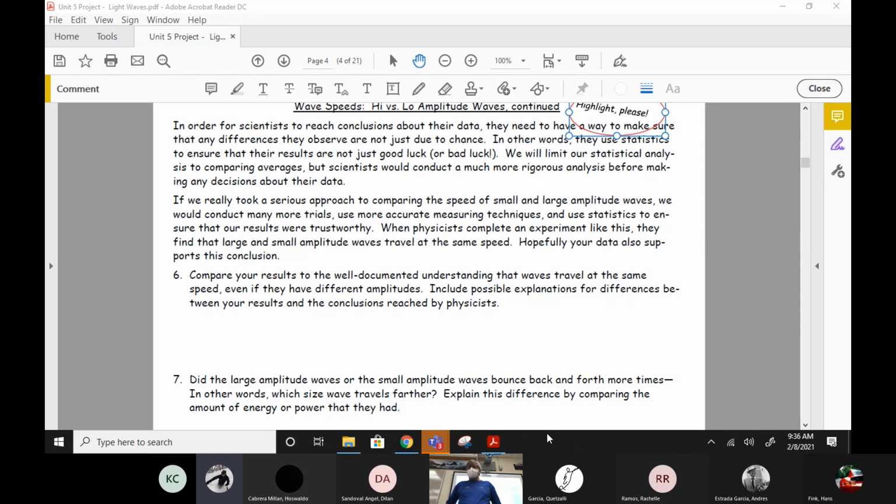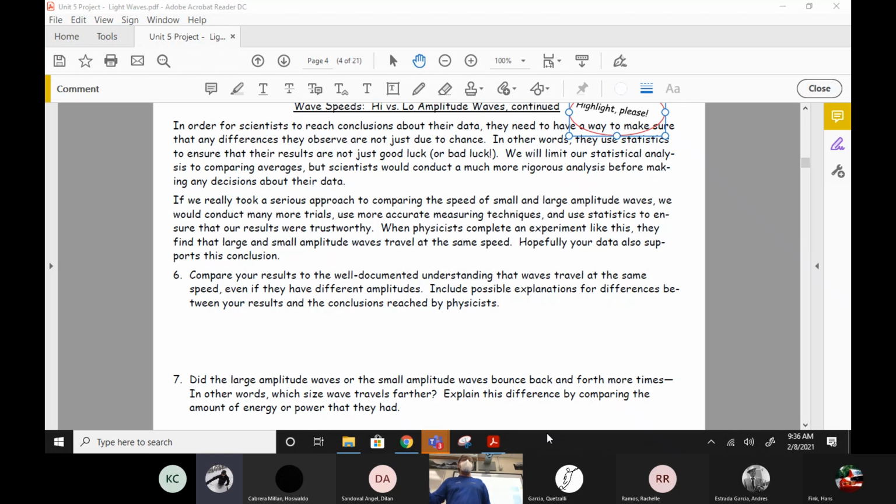Okay, for number 7, we're looking at how many times the wave bounces. So I start the wave, it hits the wood and bounces back to my hand. Then it bounces off my hand and heads towards the wood again. We could actually measure that distance. And which do you think would continue further? Which would bounce more times, the large amplitude wave or the small amplitude wave? Or would they both be the same?